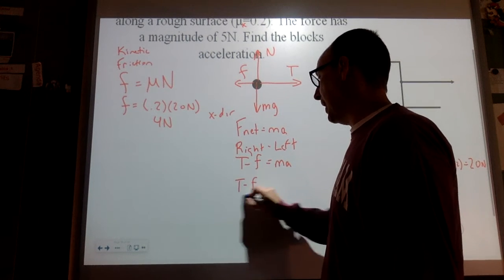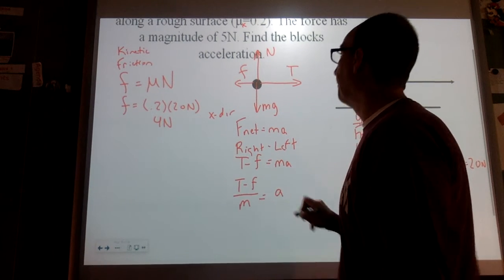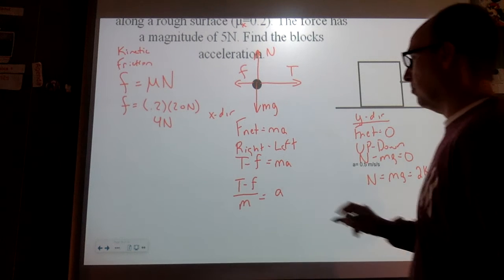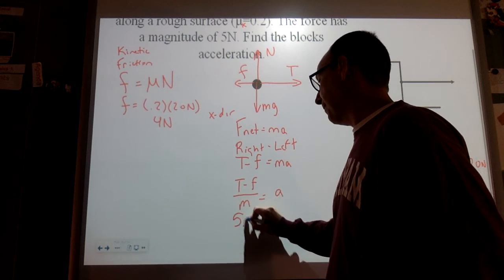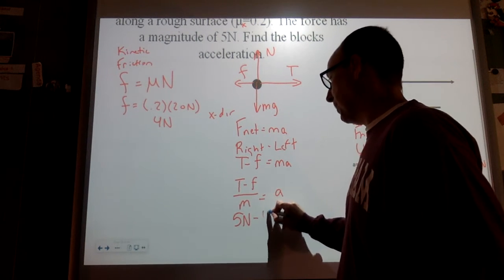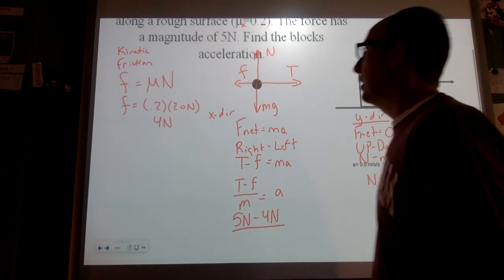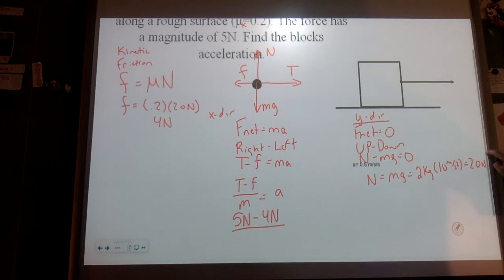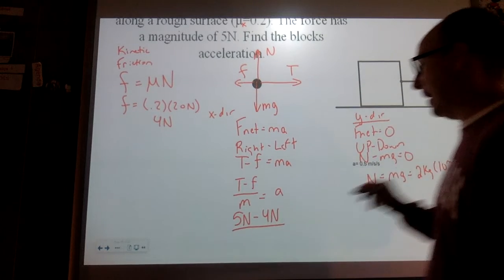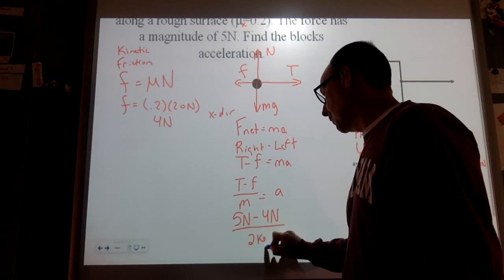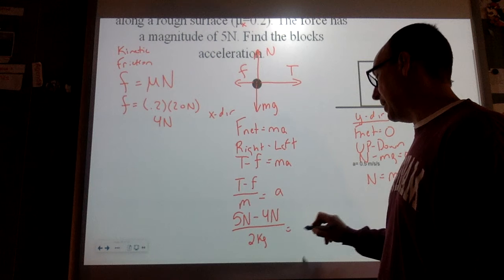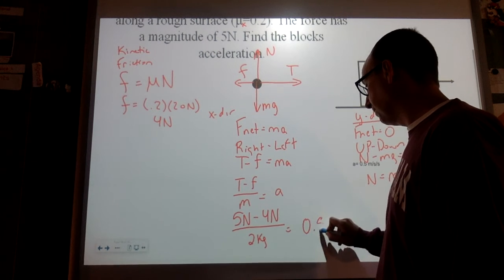If I divide both sides by m, I know that I'm pulling with a force of 5, and I have a force of friction of 4, and I'm accelerating a block that has a mass of 2. So 1 divided by 2 would be 0.5.